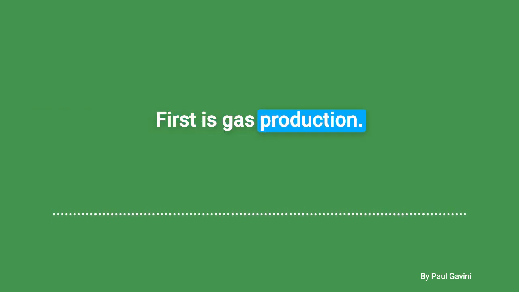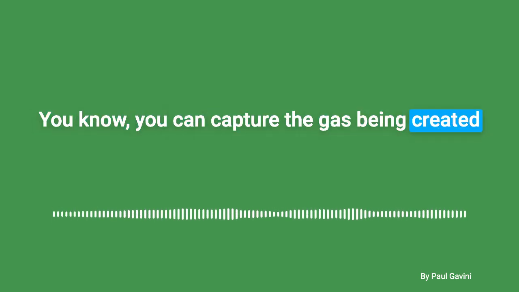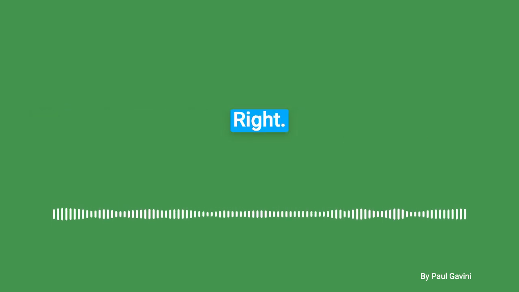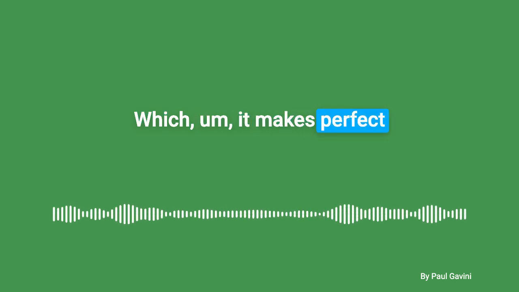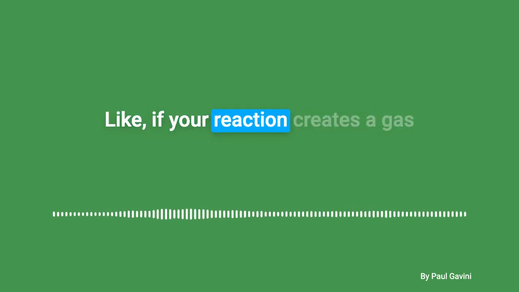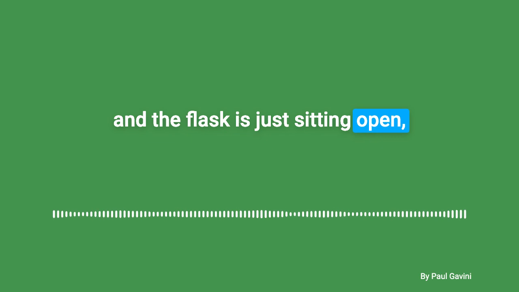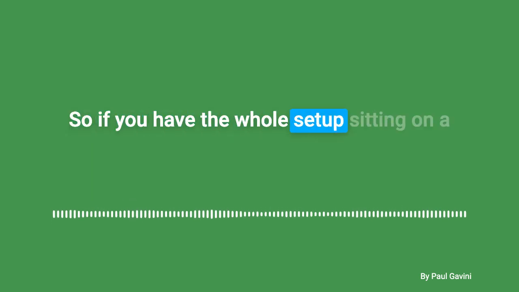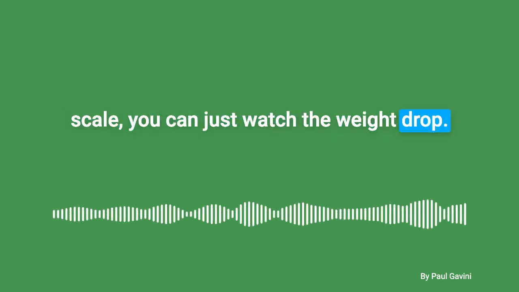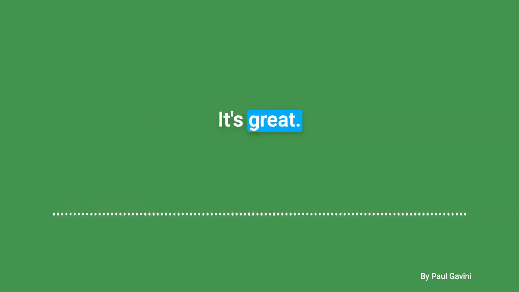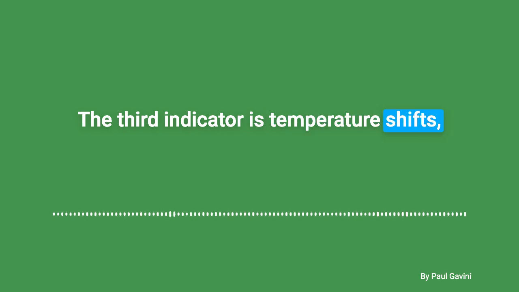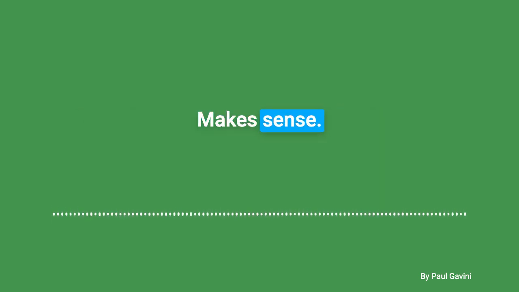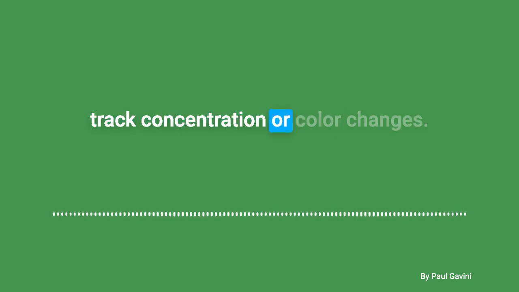First is gas production. You can capture the gas being created and measure its volume over time. Or alternatively, you could measure mass loss, right? Yes, exactly. It makes perfect sense when you think about it. If your reaction creates a gas and the flask is sitting open, those gas particles float away. The matter leaves the beaker. So if you have the whole setup sitting on a scale, you can just watch the weight drop. You're literally watching the mass vanish into the air. The third indicator is temperature shifts. So tracking the heat that's absorbed or released as bonds break and form. Makes sense. And finally, the fourth one, you can track concentration or color changes.